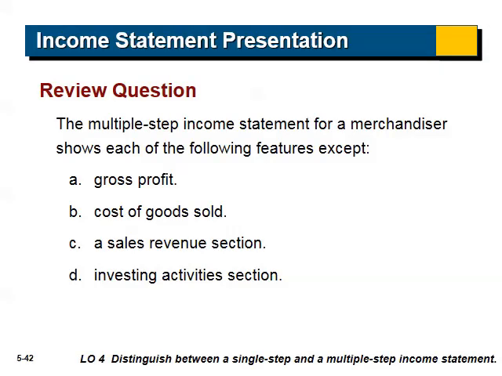The multi-step income statement for a merchandiser shows each of the following features except what? Well, we just talked about all of these. You've seen gross profit, cost of goods sold, sales revenue, but you have not seen investing activities. That goes on a statement of cash flows. That's not on the income statement.